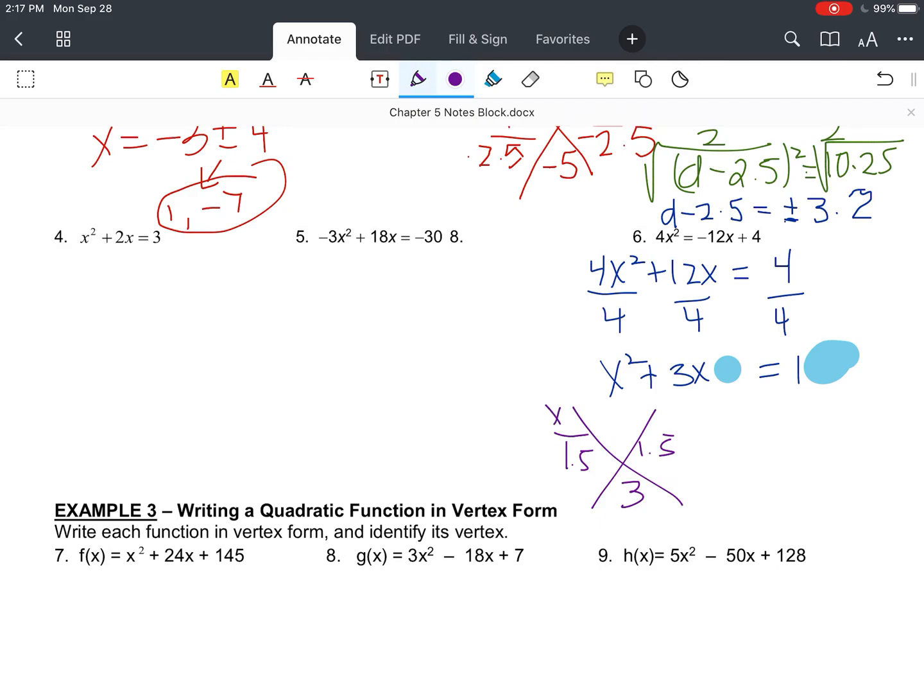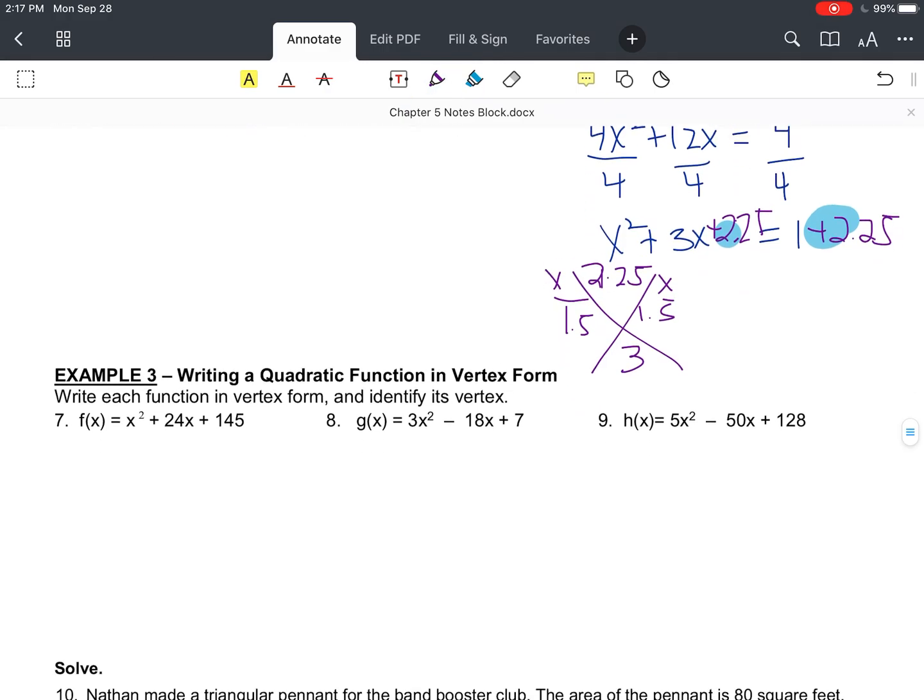We already did this in example 2, I believe, or example 1. x and x. So my c is going to be 2.25. So I have to add 2.25 to both sides. And then you're going to continue to factor, square root, simplify, and solve. So that's how you solve equations by completing the square. It's not always the most effective method, and it's not the fastest, so it's not usually what we choose.